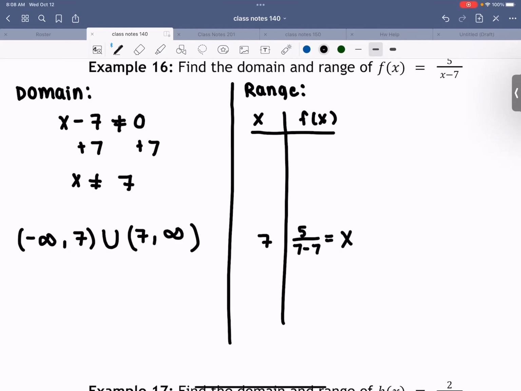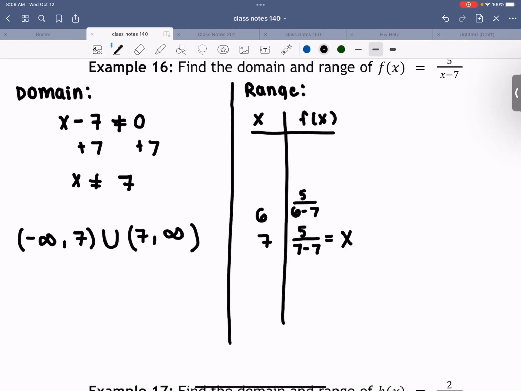That doesn't work, right? That wouldn't work in our calculator. It would give us 5/0, which doesn't work. Working backwards from here, I guess I can plug in numbers above 7 and numbers below 7 and see what happens around this area. So let's try x equals 6, right? 6 is a good option for us.